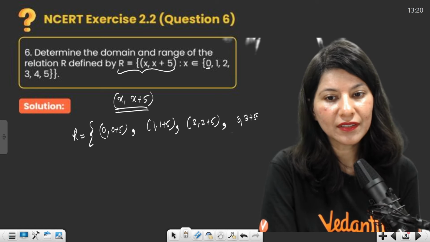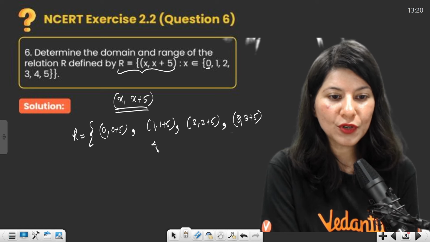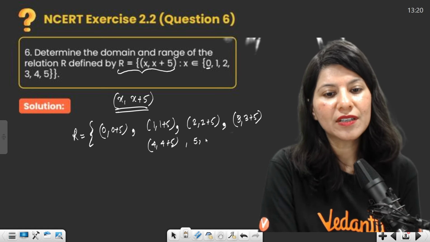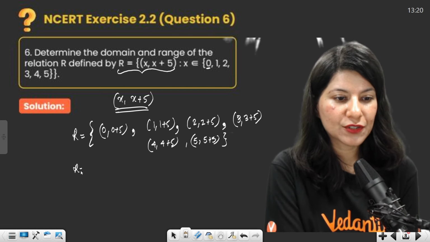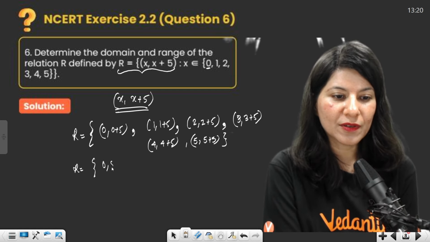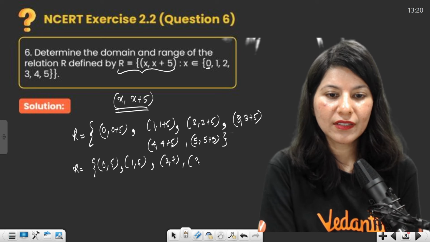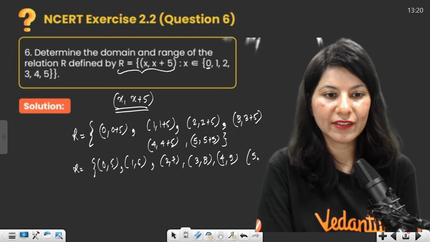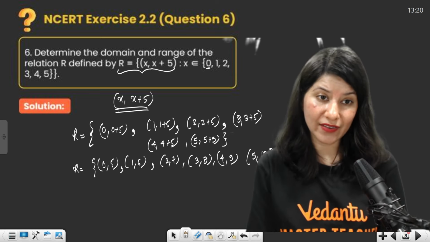3, 3 plus 5, right? Then we are having 4, 4 plus 5. Last, 5, 5 plus 5. Relation R will be (0, 5). Then we are having (1, 6), (2, 7), (3, 8), (4, 9), and (5, 10). This is your relation R in roster form.